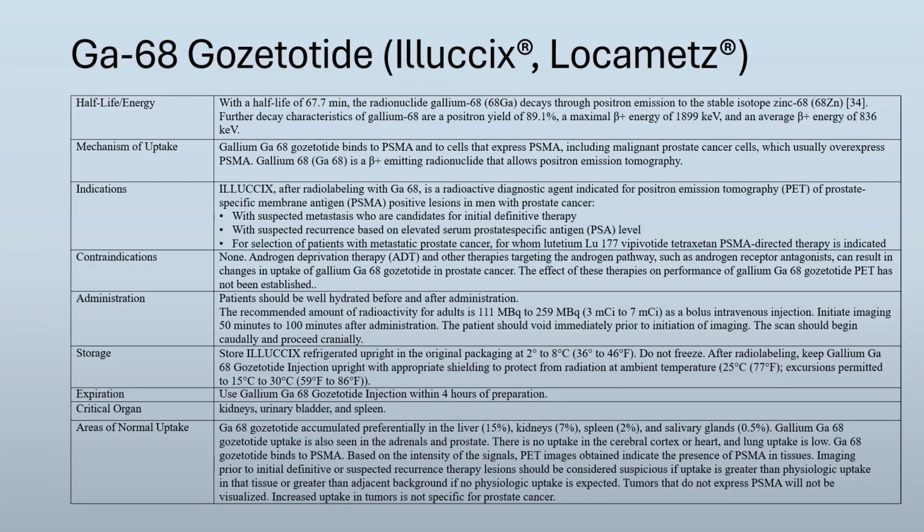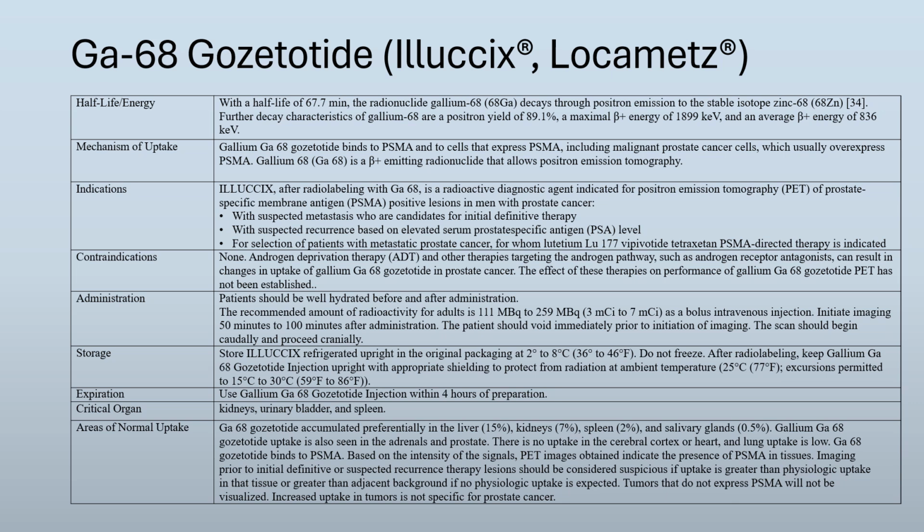The next one we'll talk about is gallium-68 gosotide, more commonly referred to as Illuccix or Locametz. It has a half-life of 67.7 minutes because it is gallium-68. The method of localization is receptor binding as well. It's going to bind to PSMA receptors and to cells that overexpress PSMA, including malignant prostate cancer cells. It's not necessarily specific, because there are other types of diseases or tumors that will overexpress PSMA as well.